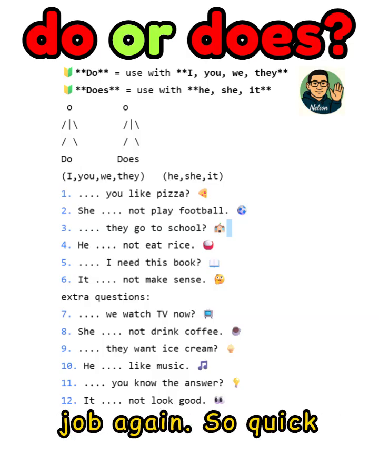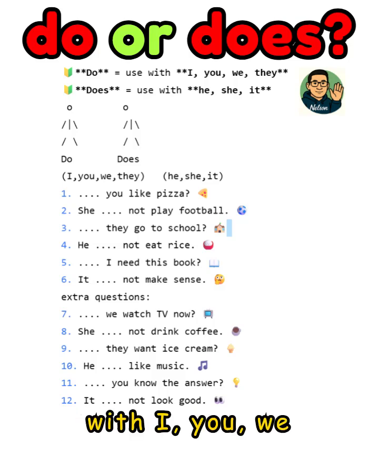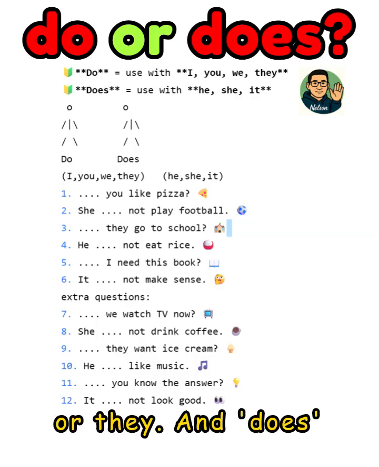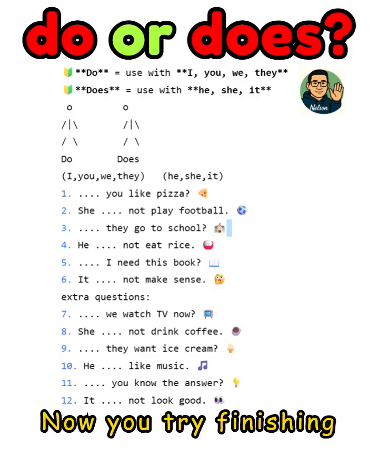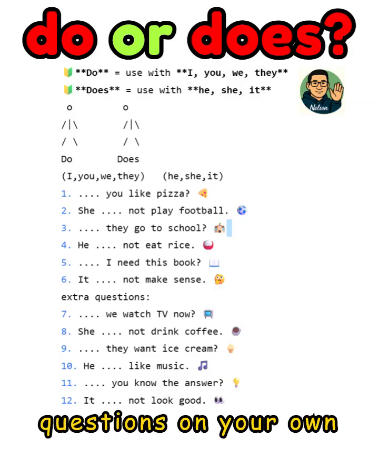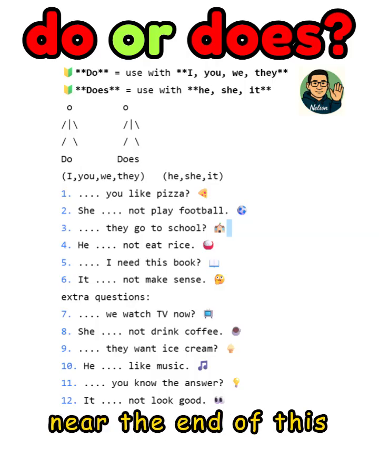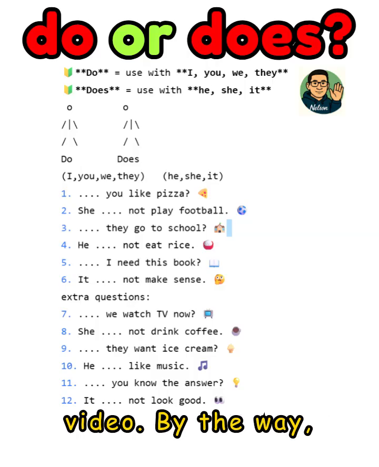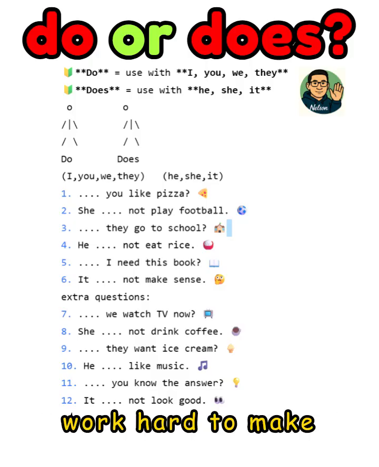Great job again. So, quick recap. Do goes with I, you, we, or they, and does goes with he, she, or it. Now you try finishing the remaining 6 questions on your own, and don't forget to check the answers near the end of this video.